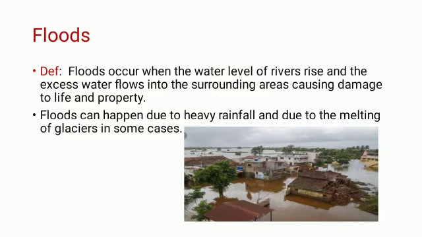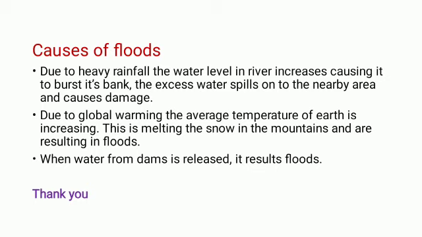Next we have floods. What are floods? Flood is when it rains a lot, rivers get filled with water and start rising above their banks, and they start overflowing. Water starts coming out to the nearby areas. That causes flood. This is flood. Okay, so why does it happen? Due to heavy rain or due to global warming. We know that snow on the mountains is melting, so these are the causes of flood. So due to heavy rainfall, due to global warming, when the snow is melting, and water from dams is also released, that also causes flood.